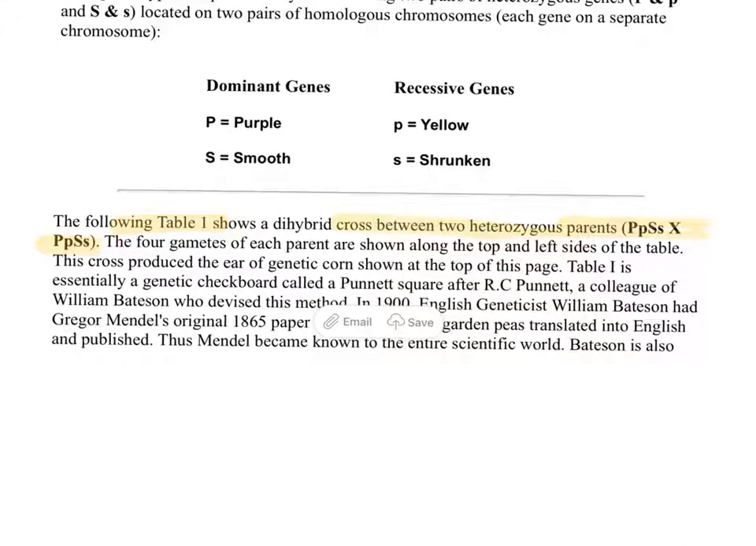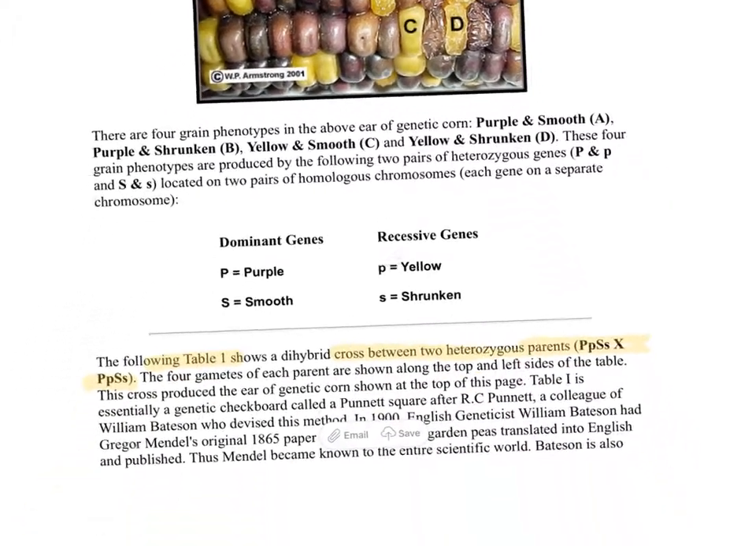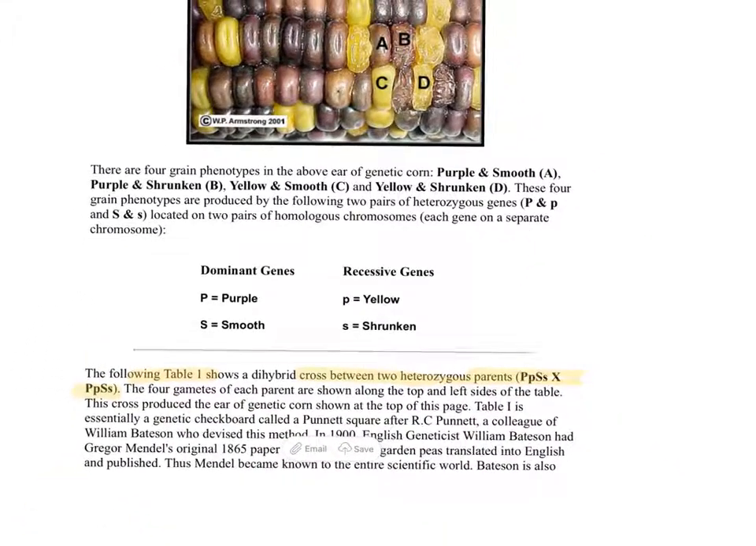Two heterozygotes, right? Big P, big S, little s crossed with big P, big S, little s gets you this. Okay? Does that make sense? All right. So do you have any questions? Because if you have a question now, it's just going to get worse as we go along.